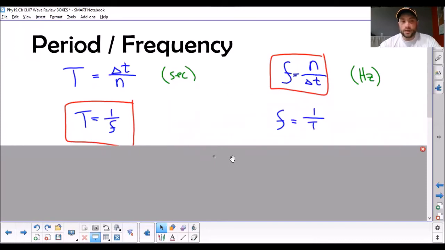All right, period is the amount of time that it takes for each thing to happen. And frequency is how many things happen per second. Time period is measured in seconds and frequency is measured in hertz. And since they're just inverses of each other, you can find one from the other by taking the inverse.